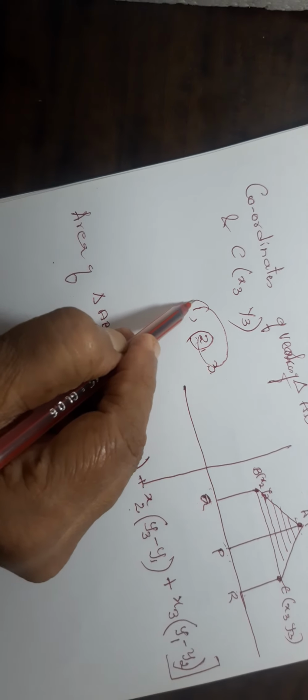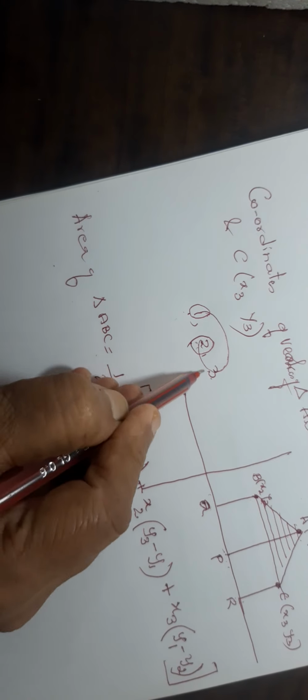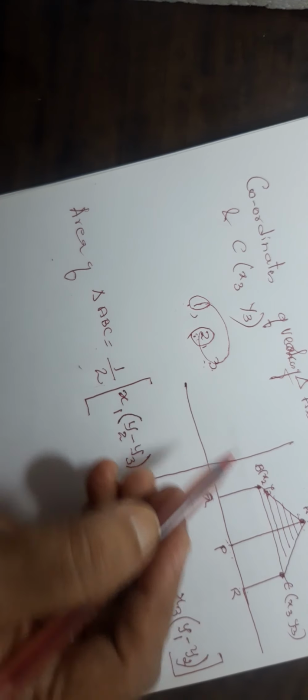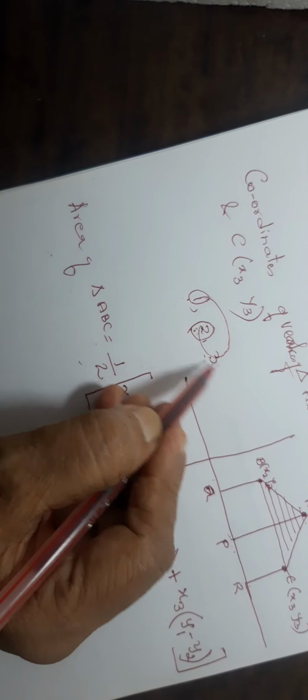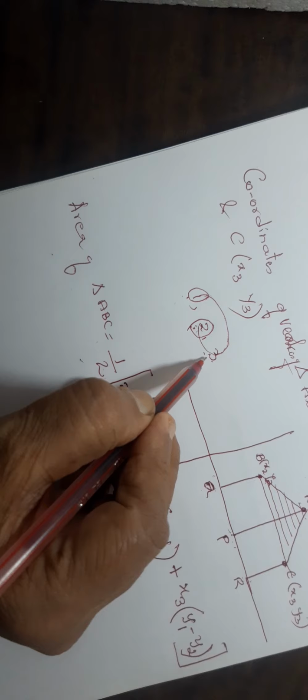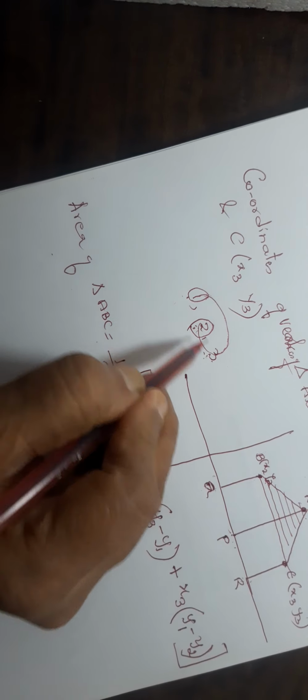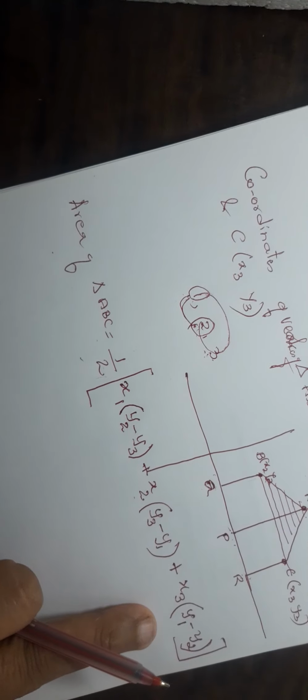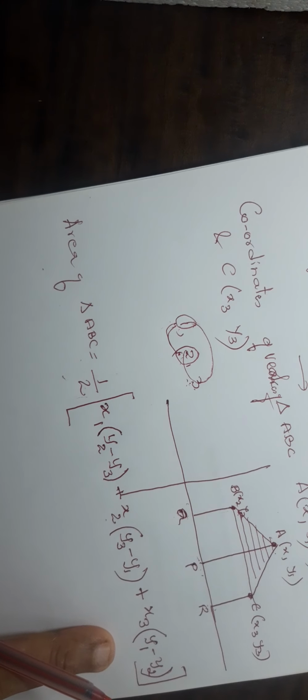Now when you take x1, then 2 and 3 you have to write. When you write x2, 3 and 1 you have to write. It has to go in order, cyclic order. Then x3 means 1 and 2 will come, like that. So that way you have to remember this formula.